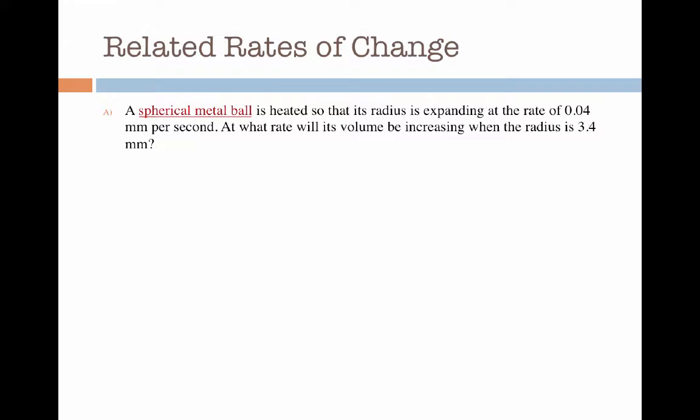A spherical metal ball is heated so that its radius is expanding at the rate of 0.04 millimeters per second. At what rate will its volume be increasing when the radius is 3.4 millimeters?